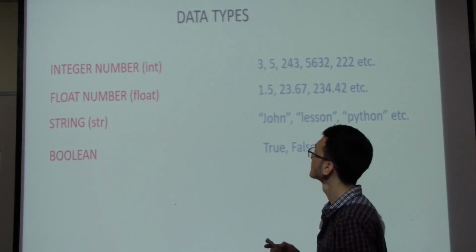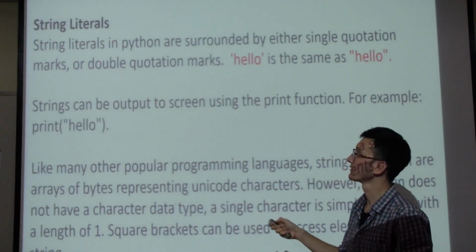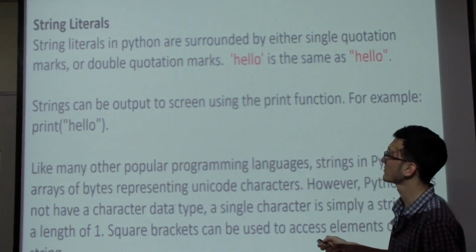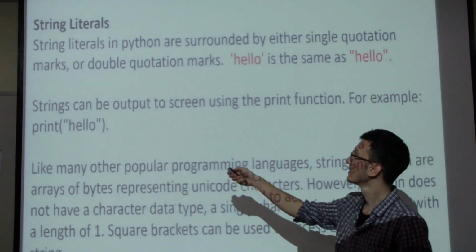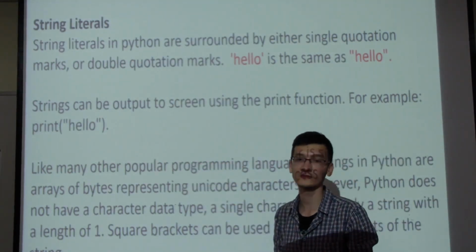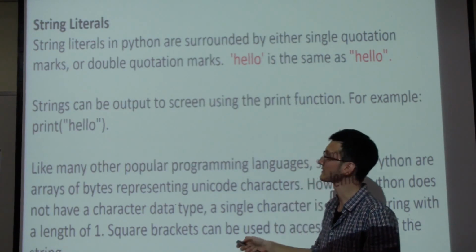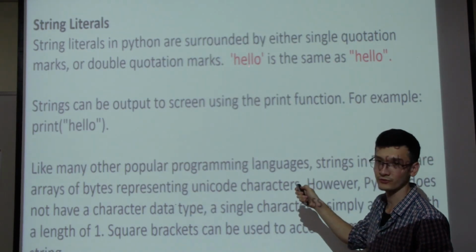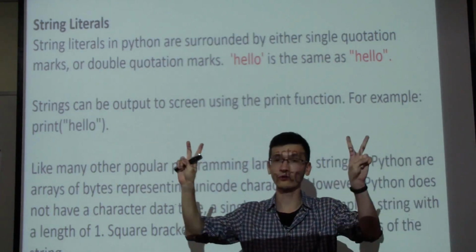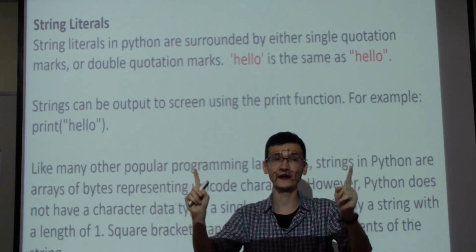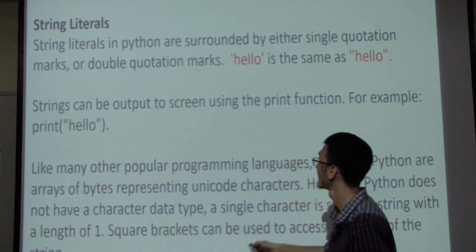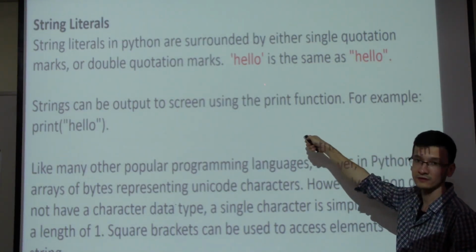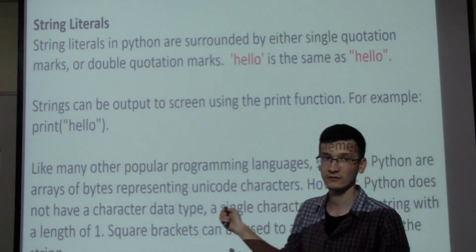String literals. String literals in Python are surrounded by either single quotation marks or double quotation marks. What are literals? This is the name of a string. We can put 2 quotation marks or 1 quotation mark. They work the same. For example, here, hello or hello. If you put 1 quotation mark, it is the same as 2 quotation marks.